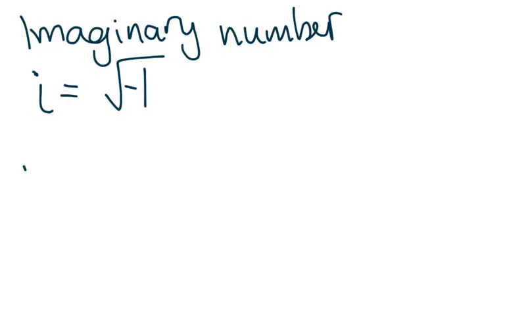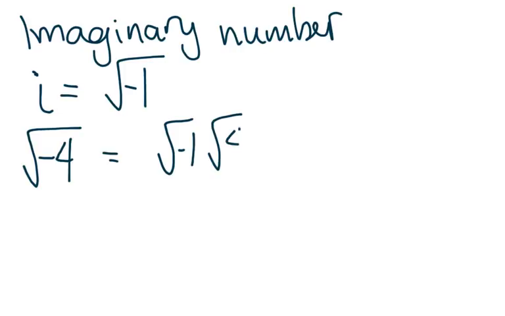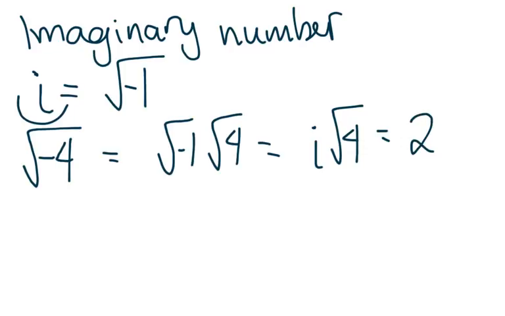And so when you're doing something like taking the square root of negative 4, you can rewrite this as the square root of negative 1 times the square root of 4. And the square root of negative 1 is equal to i, as we identified up there. So this turns into i times the square root of 4, and the square root of 4 is 2. So the square root of negative 4 ends up being 2i, our imaginary number.